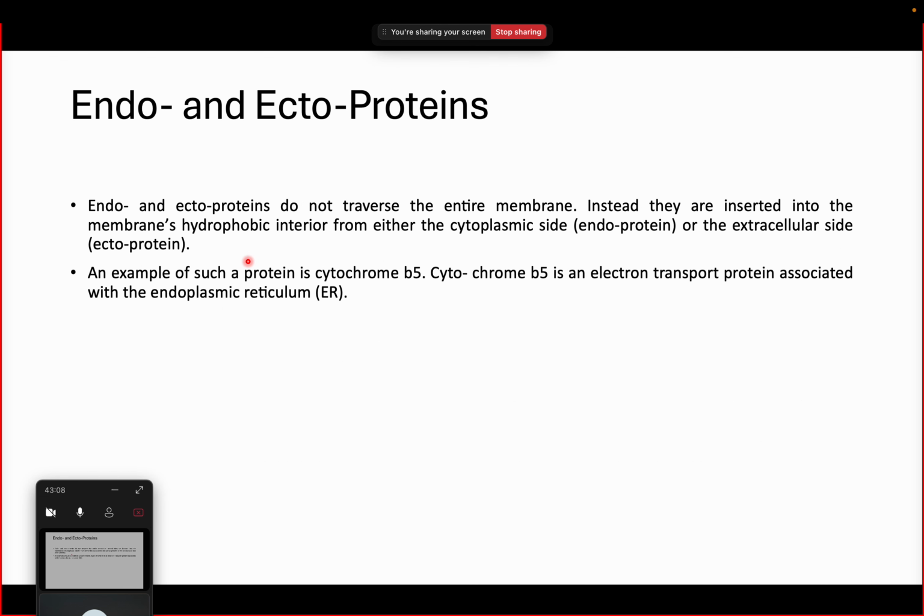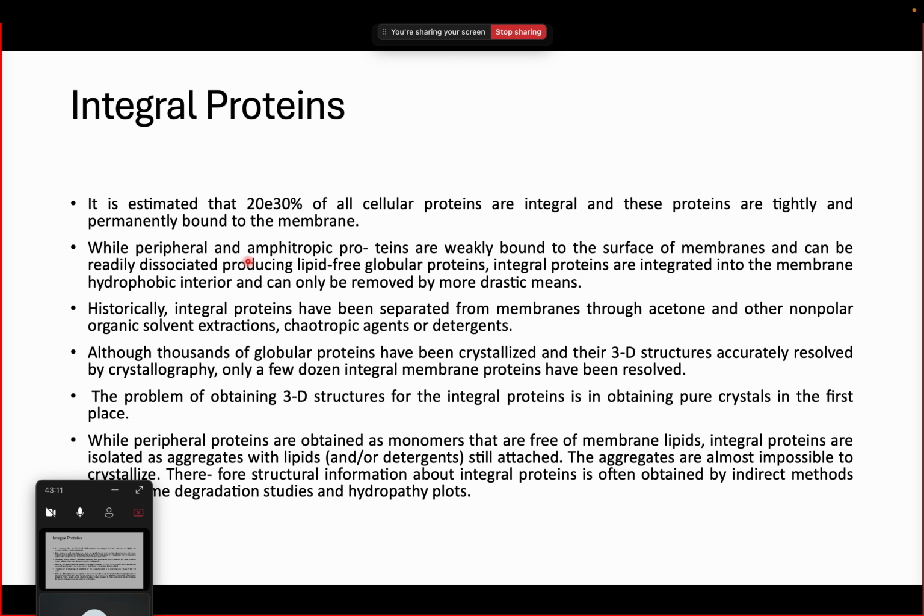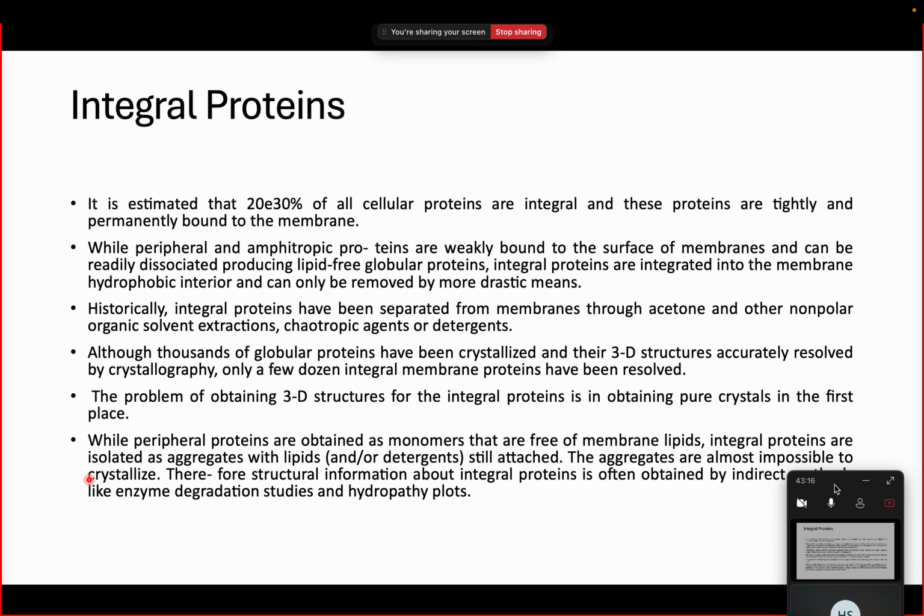Next, we have another important class of protein called integral membrane protein. Okay, so integral membrane protein, it is estimated that 20 to 30% of all cellular proteins are integral, and these proteins are tightly and permanently bound to the membrane. While peripheral and amphitropic proteins are weakly bound to the surface of membranes and can be readily dissociated, producing lipid-free globular proteins, integral proteins are integrated into the membrane's hydrophobic interior and can only be removed by more drastic means.